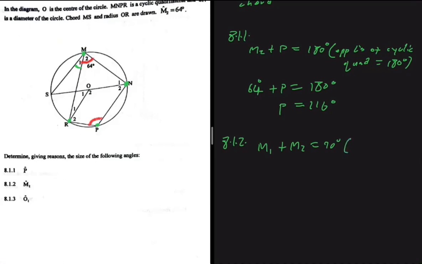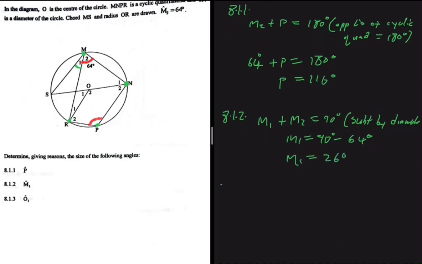Why are we saying that it should be 90 degrees? Because it's being subtended by a diameter, right? So now we can say that M1 should be equal to 90 degrees minus 64 degrees, right? That is M2. So M1 should be equal to 26 degrees.